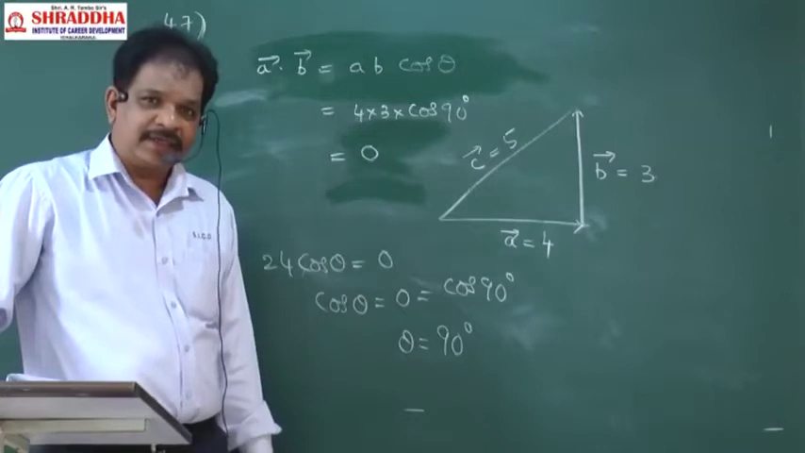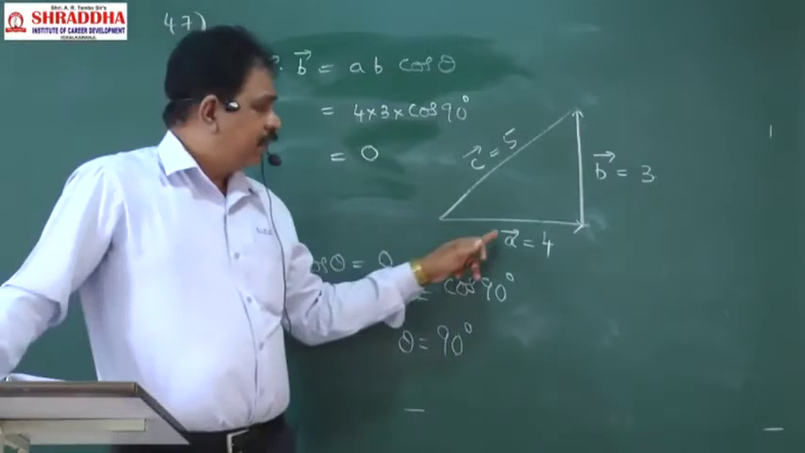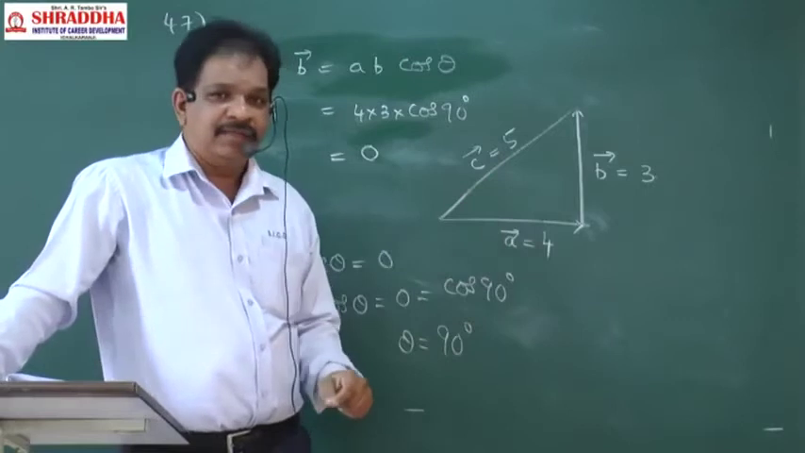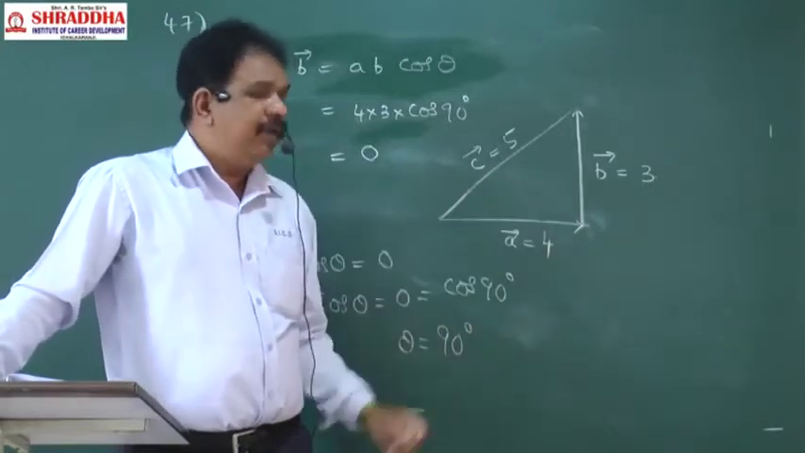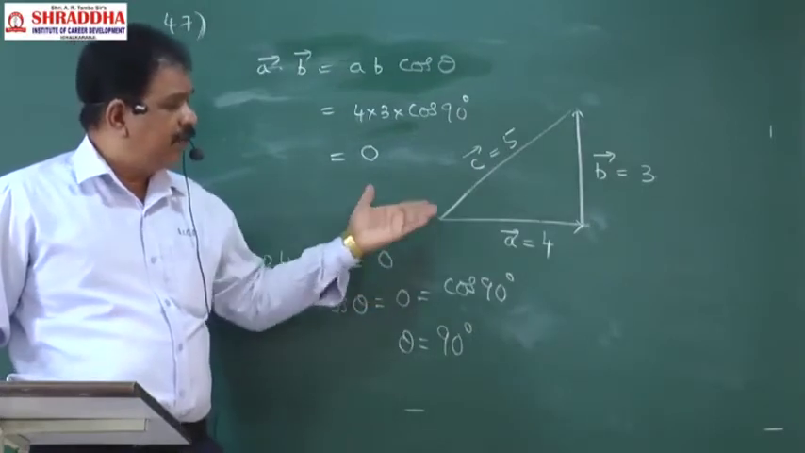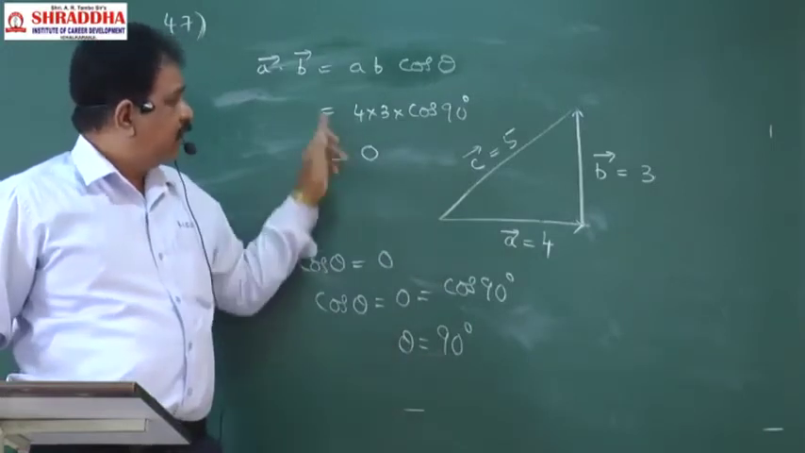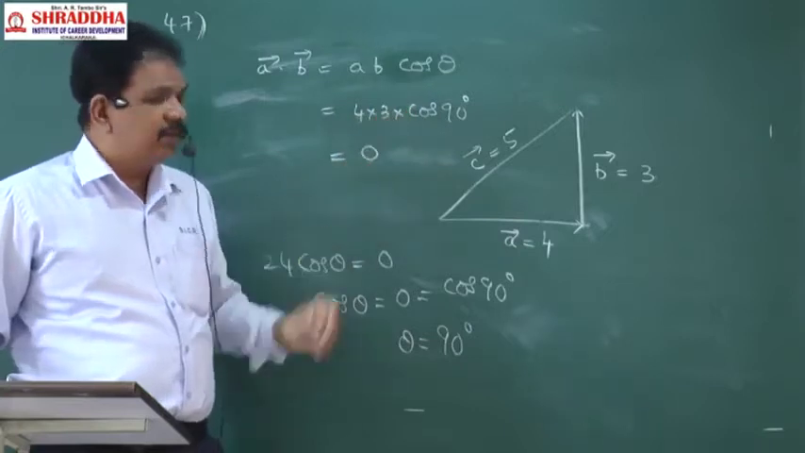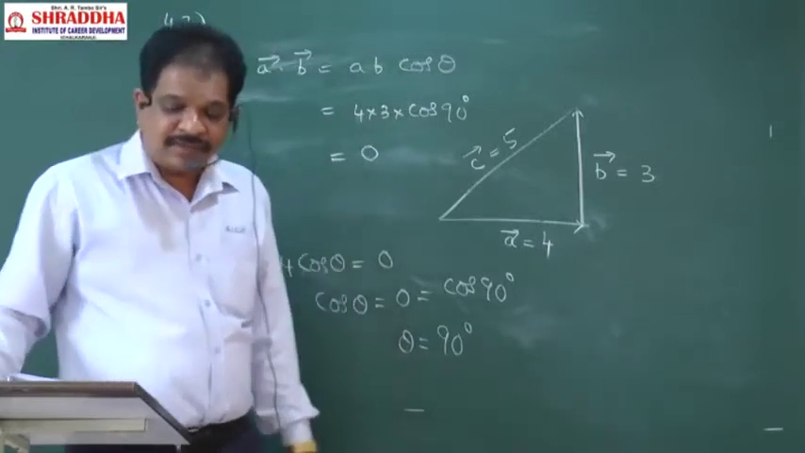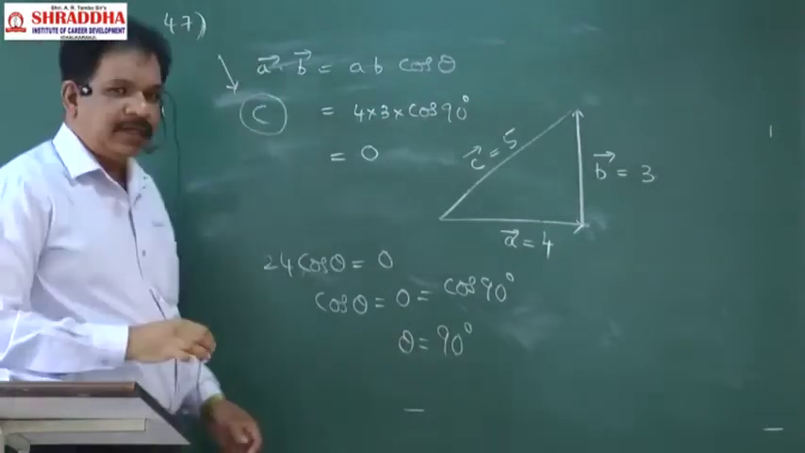Is it clear? Understanding? So, what they are giving, 3 vectors are represented by the sides of the triangle. Then A bar dot B bar is equal to how much? First we found the angle between A and B. They gave it as 90 degrees. Then A bar dot B bar is equal to how much means 0. So what is the answer for that, 47? It will be C. Clear?